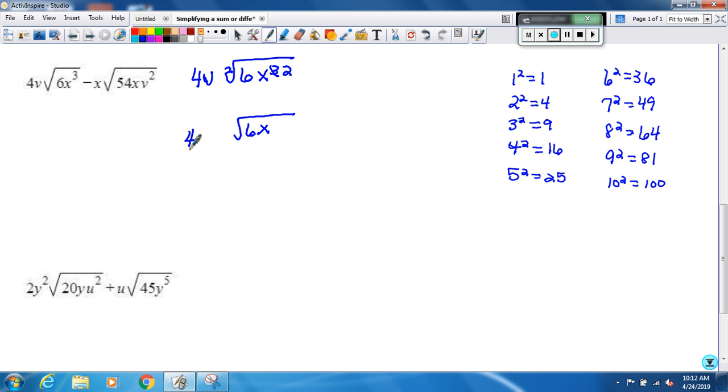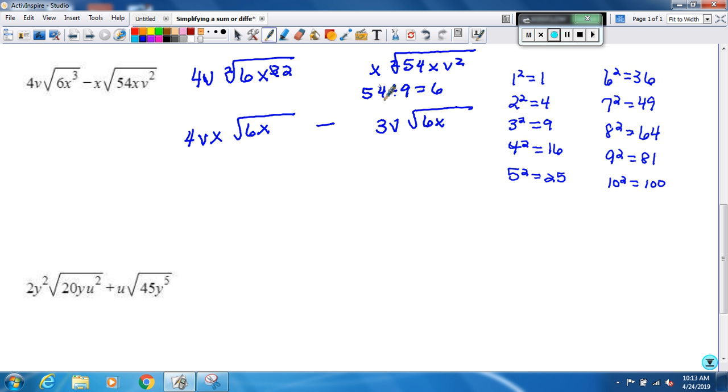So 4vx. And then we have a negative sign, and then we've got to deal with the x times the square root of 54xv squared. So 54 can be divided by 9. 54 divided by 9 is 6. So that goes underneath. And since you divided by 9, the 3 also goes out front. Leave the x underneath. And for the v, 2 divided by 2 is 1. So you can take 1v out.